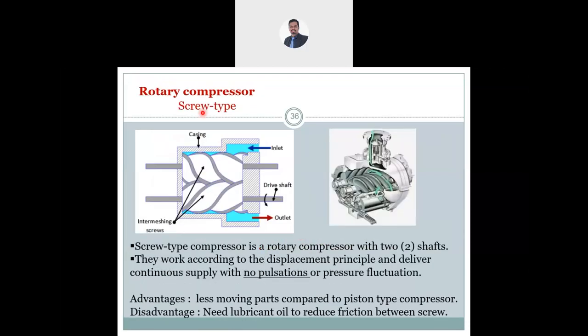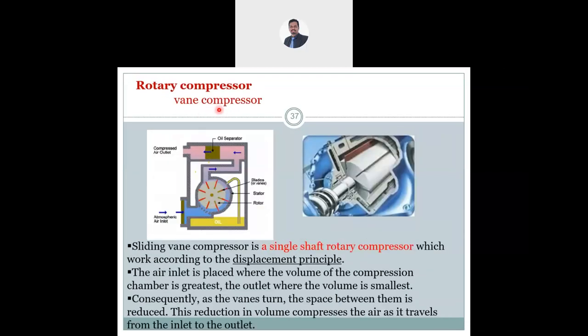Okay, just now was the screw type. So this is the vane type. Vane means it has some kind of plate in between, so it will move. You can see here, we also have oil because there is some space in between, so you need some oil to lubricate.